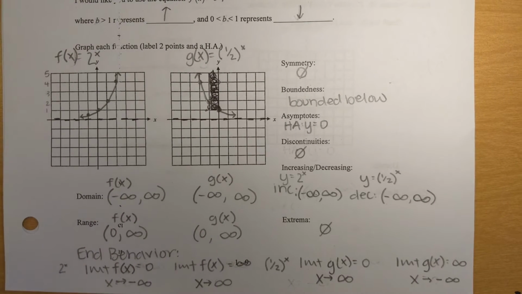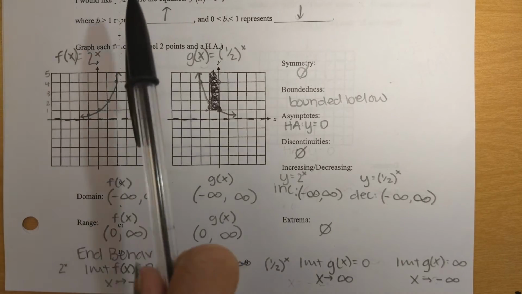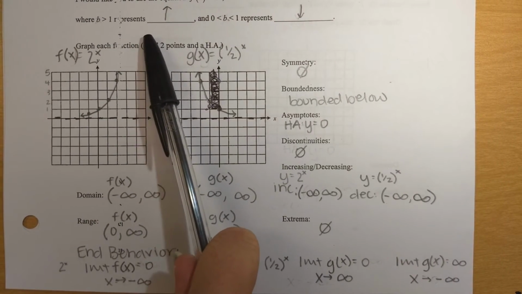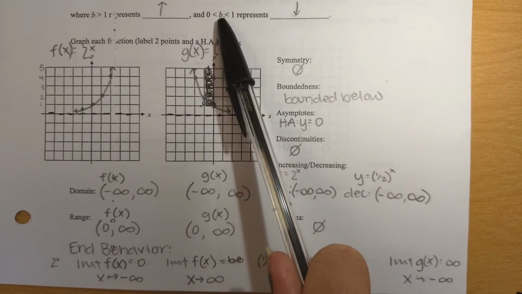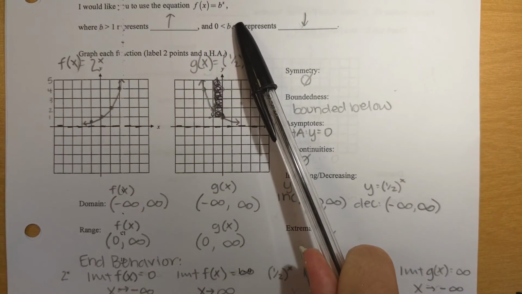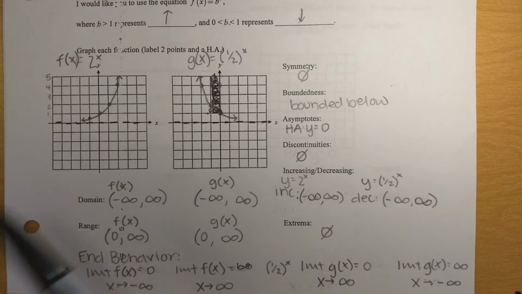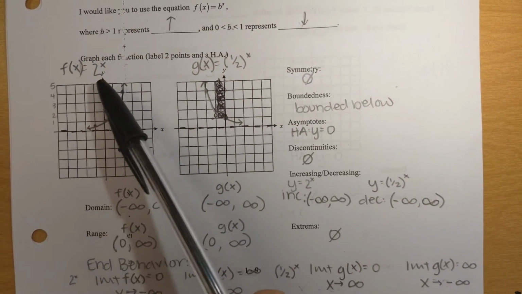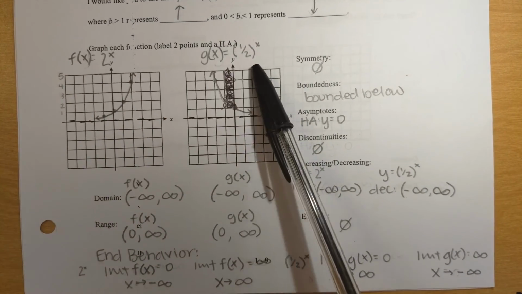With exponential functions, when b is greater than 1, the function is increasing, and when b is greater than 0 but less than 1, the function is decreasing. For example, we have the functions 2 to the x and 1/2 to the x.